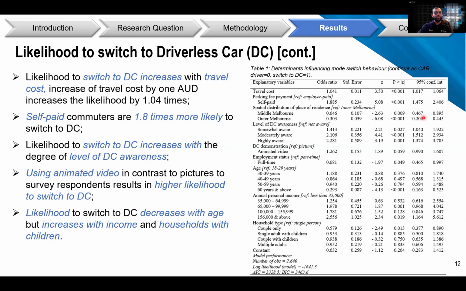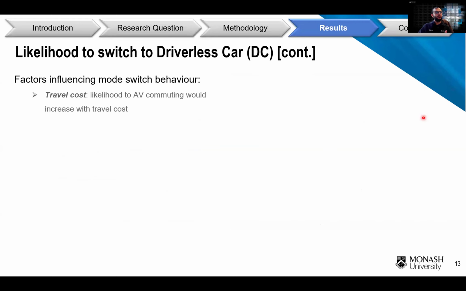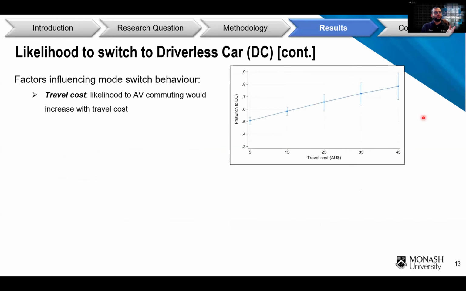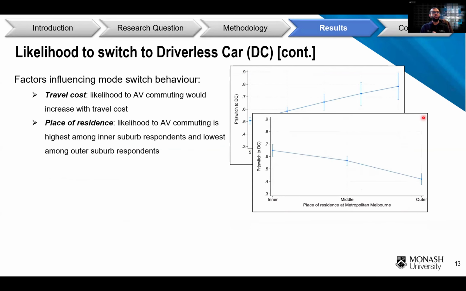What is most likely interesting to find out here is that we have done some graphs, which show that if the travel cost is going to increase, the likelihood of switching from the conventional car to the autonomous vehicle also increases significantly. Same as we have found for the place of residence.